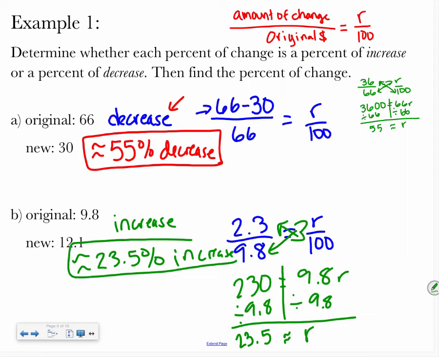Can anyone think of a time that increase is good for us? I know we don't like to have a decrease when we're buying stuff, but we do like to have an increase when we're selling stuff, right? We like to make money on things. So increase is great when you're selling. Decrease is great when you're buying.